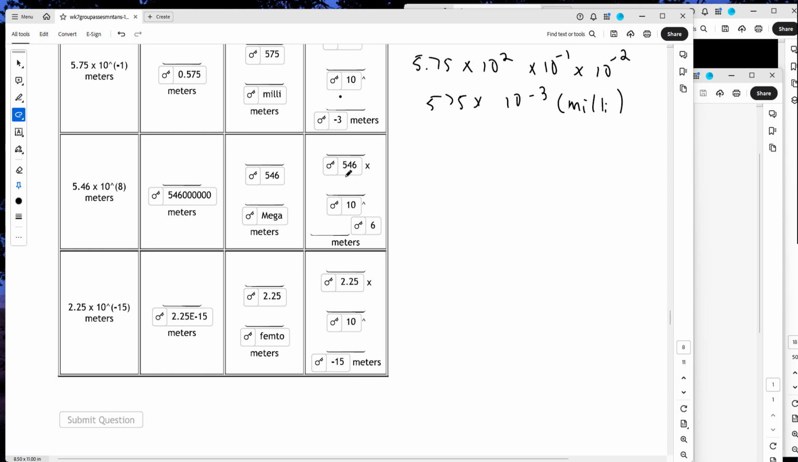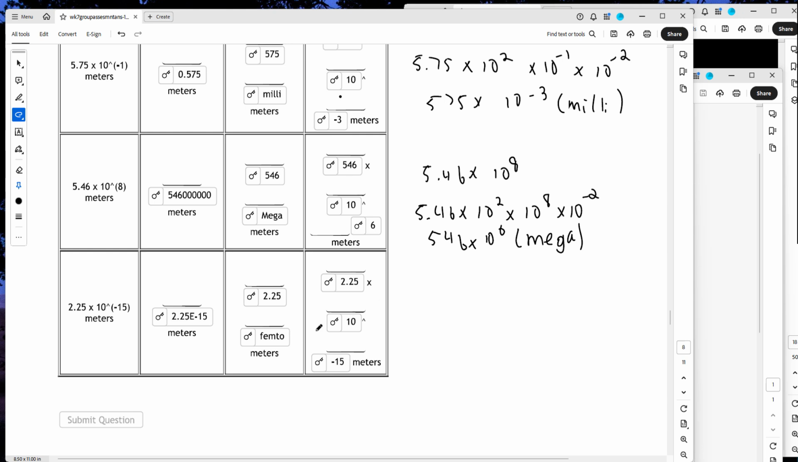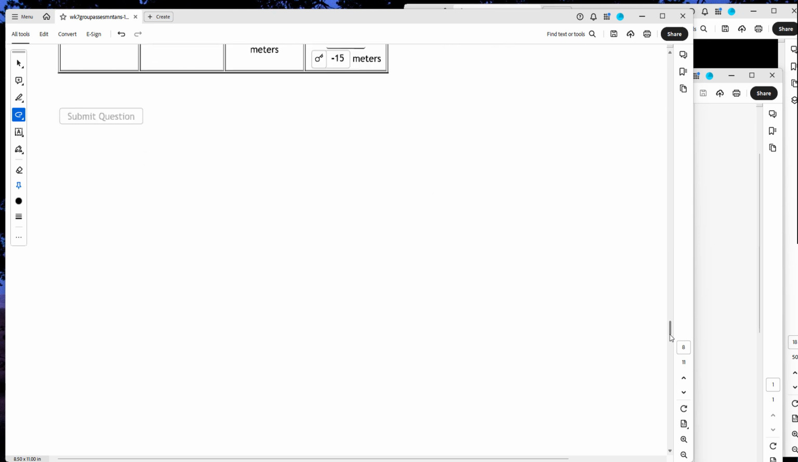This one here. So I can take this down. 5.46 times 10 to the 8th power. I can take that down to 6. So I can say 5.46 times 10 squared times 10 to the 8th times 10 to the minus 2. And this will make it 546 times 10 to the 6. And 10 to the 6 corresponds to mega, in the table. Okay, and that's all I have for you.